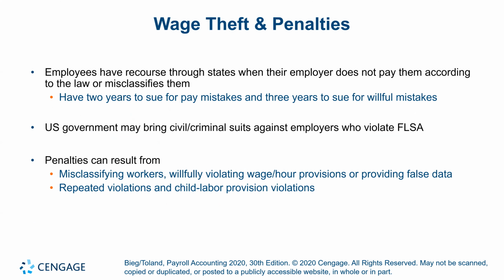All right, wage theft and penalties. Employees have recourse through states when their employer does not pay them according to the law or misclassifies them. So you have 2 years to sue for pay mistakes and 3 years to sue for willful mistakes. The U.S. government may bring civil or criminal suits against employers who violate the Fair Labor Standards Act. And penalties can result from misclassifying workers, willfully violating wage or hour provisions, or providing false data, and then repeated violations and child labor provision violations.